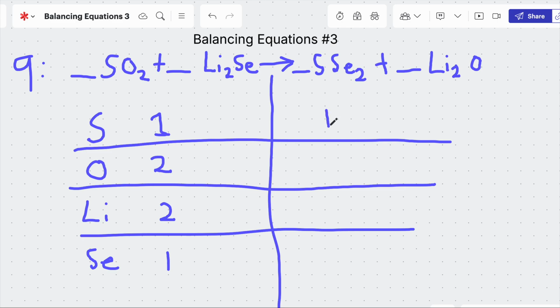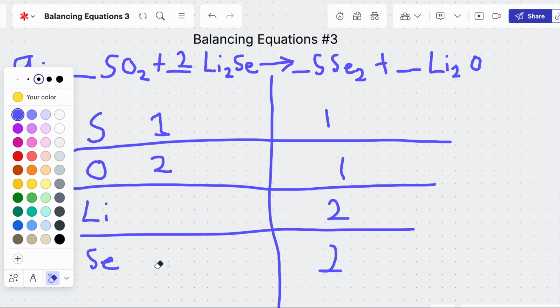Then we go over to this side. S's, no number in front. So that's just 1. O's, no number in front. So that's just 1. Li, we got 2. And Se, got that 2 in front, so that's 2. Awesome. Okay, so we can start with either O's or Li's, or Se's, my bad. I think I'm going to start with Se's on this side. So we need one more. There's only one thing that has that. That's that Li2Se. So if we want to add one more, bump that up to a 2.